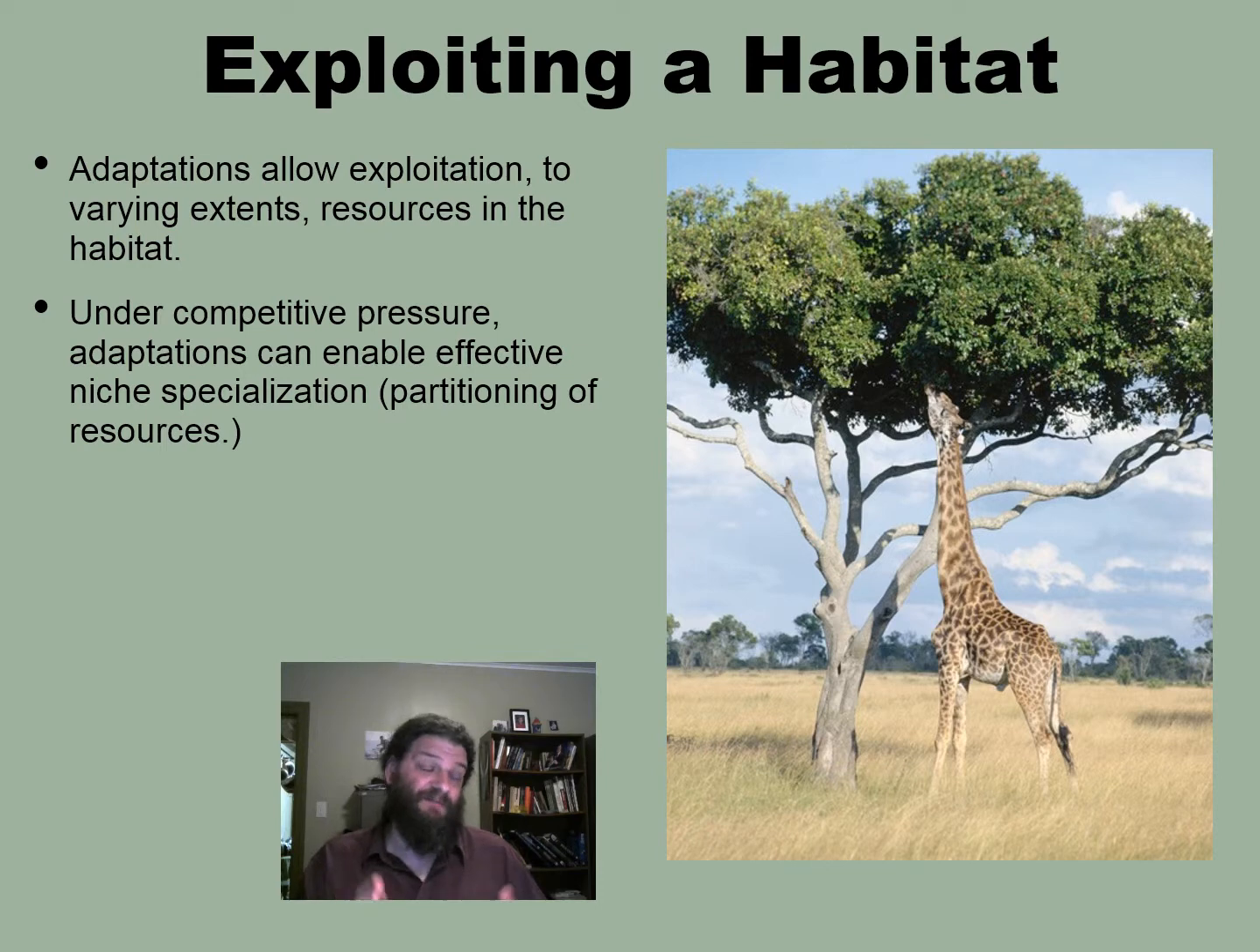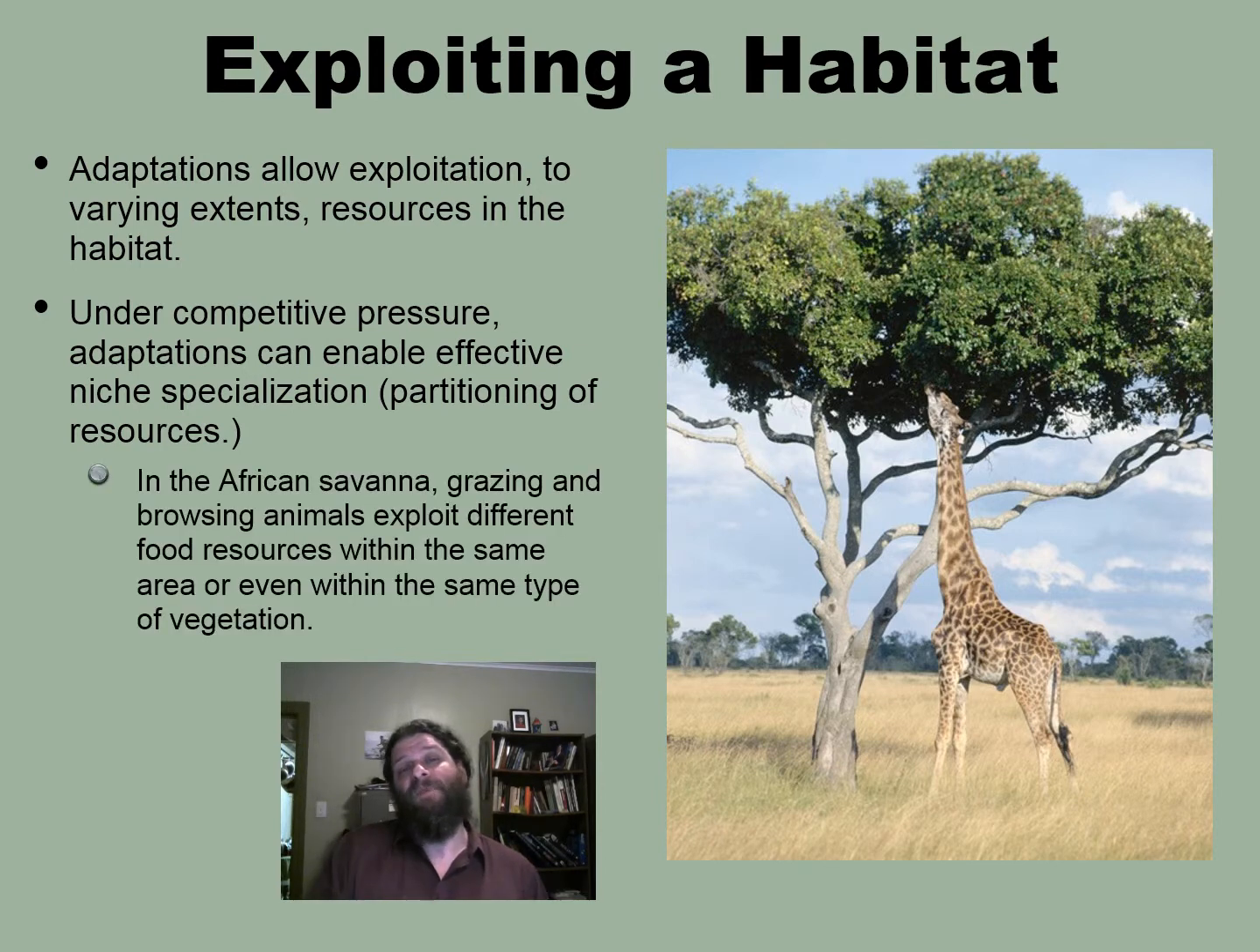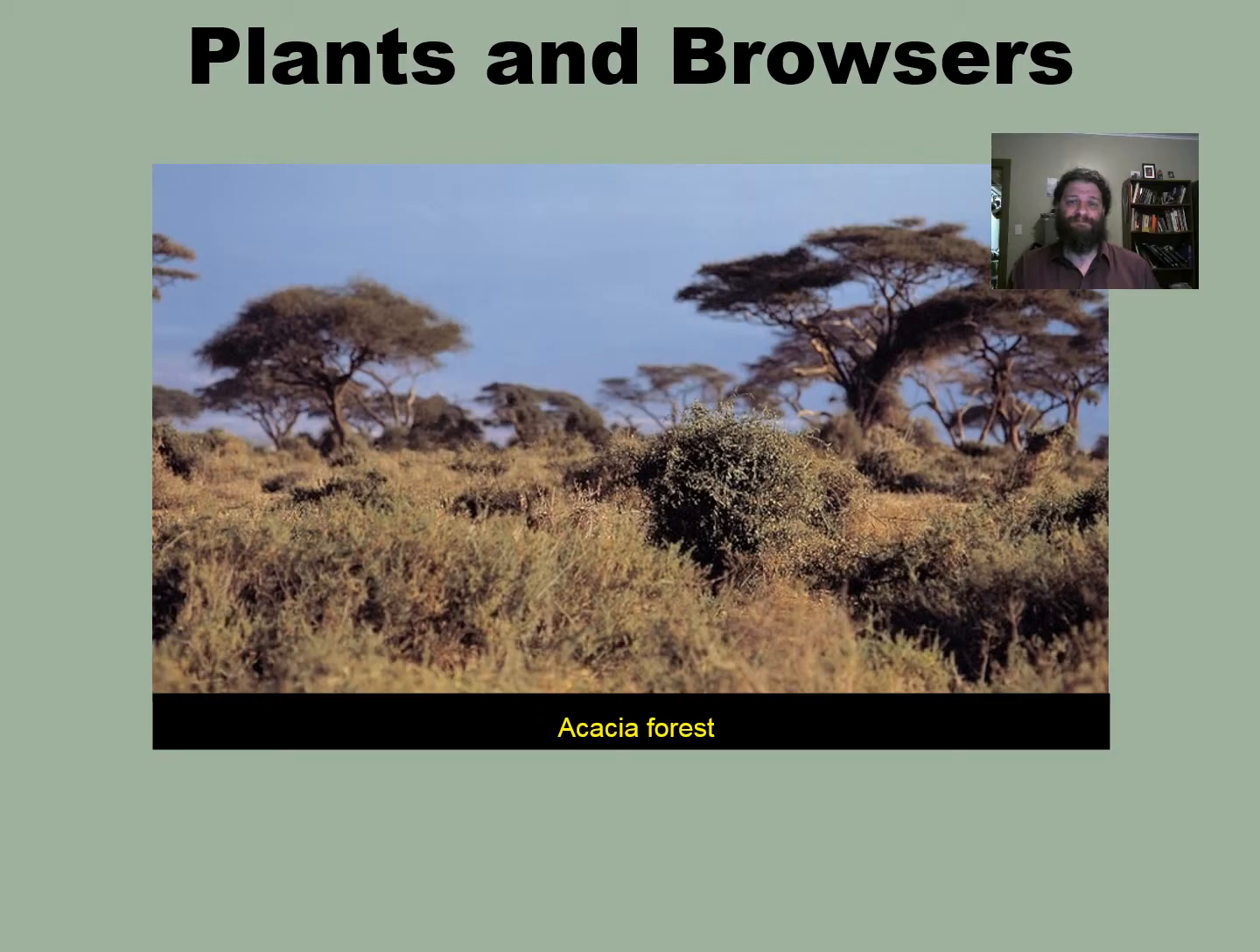So the idea is by doing that, they limit competition and competitive pressure. So given enough time, all populations will specialize to their own particular niche, and that will limit the amount of competition between the organisms. We see this in the African savanna when we start looking at browsing animals out there that are eating the thorn bush and all of the scrub that's out there in the African savanna.